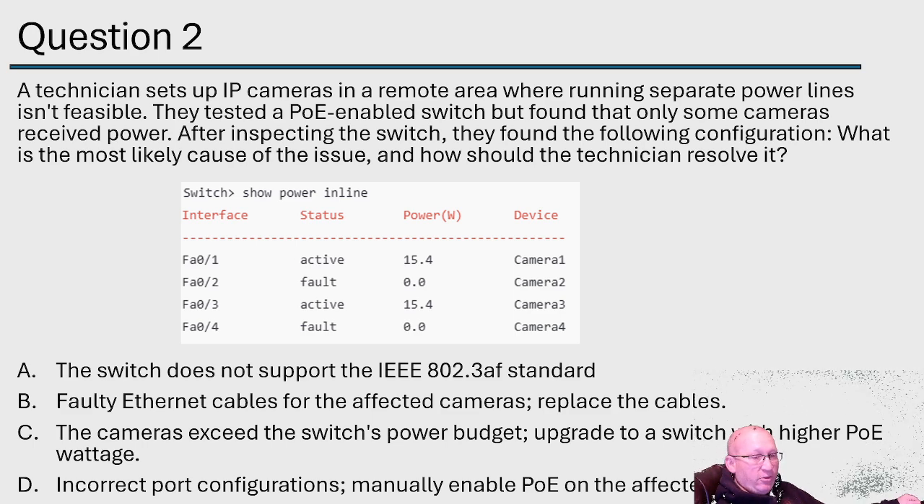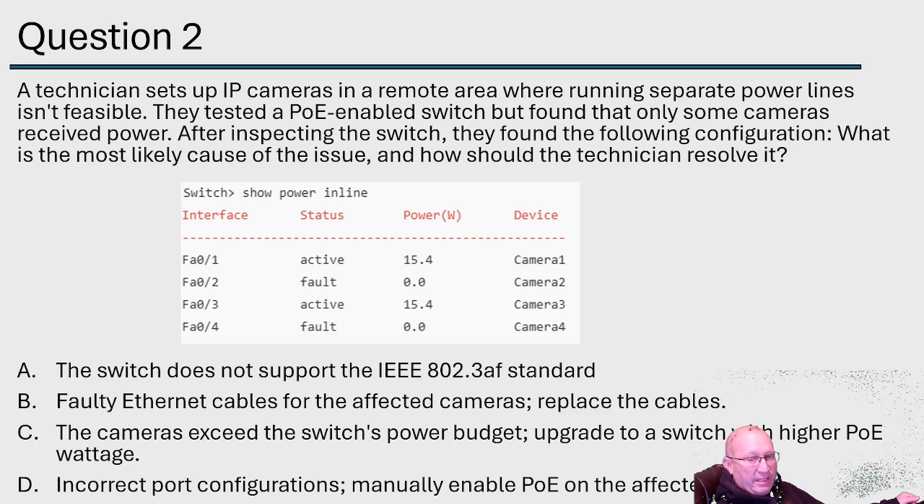And then D, incorrect port configurations, manually enable PoE on the affected ports. Highly unlikely that that's an issue. And the reason I say that is because we have the ports associated with it. And usually you're not setting up one port, you're setting it for multiple, especially when it's associated with cameras like this. Highly unlikely that D is the culprit on this one. So it's really between B and C.